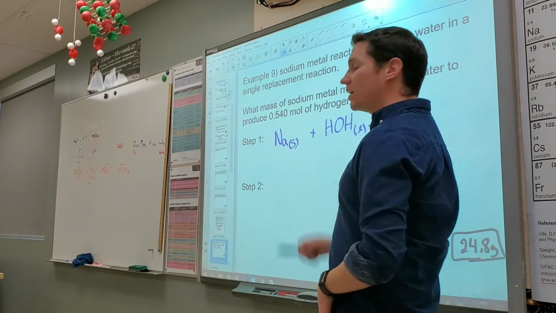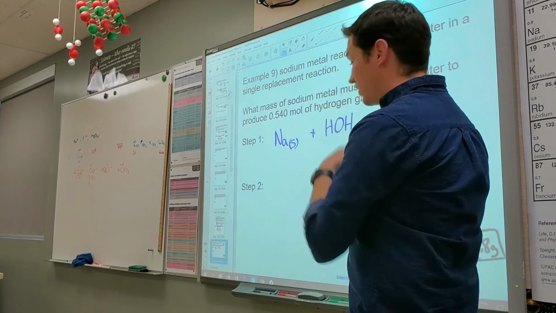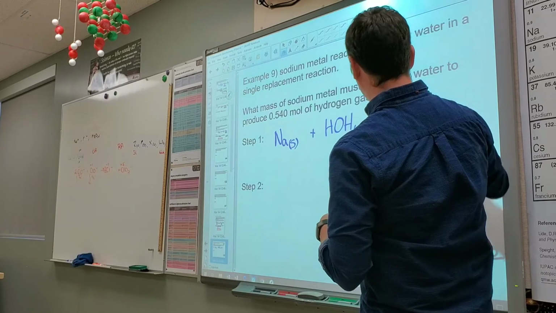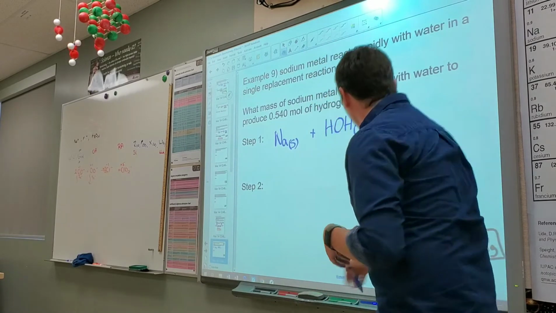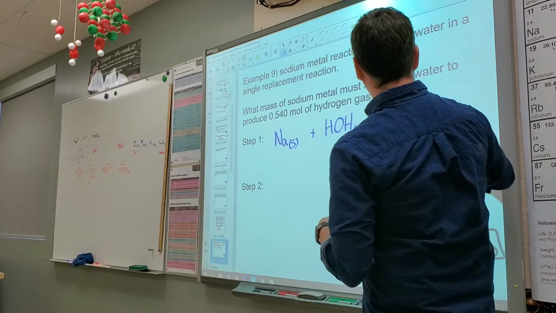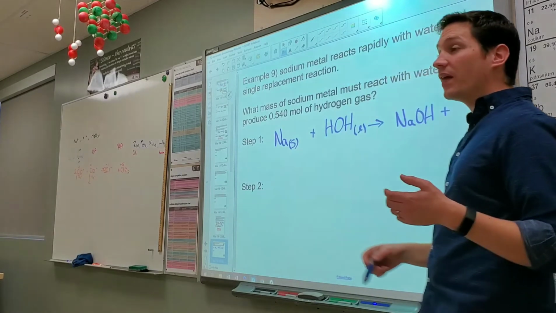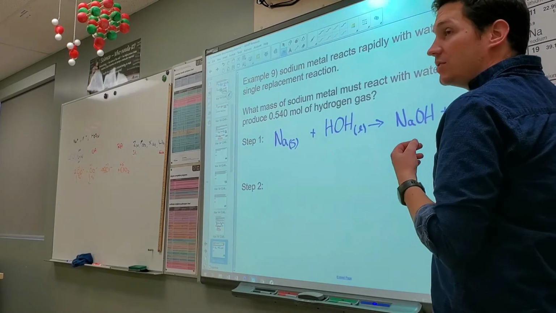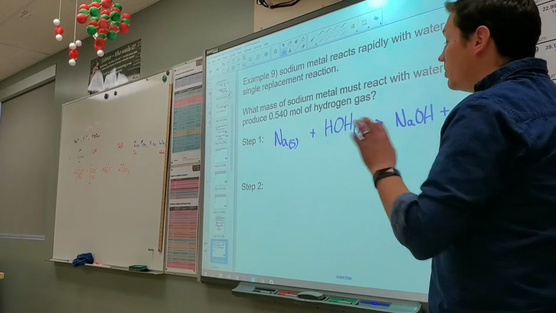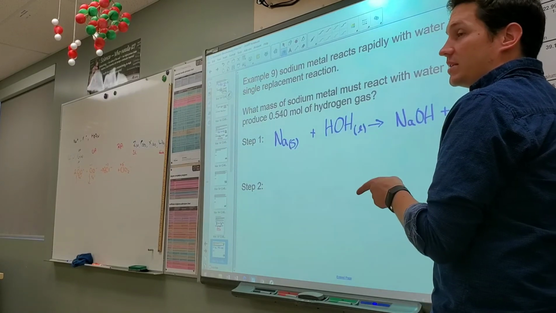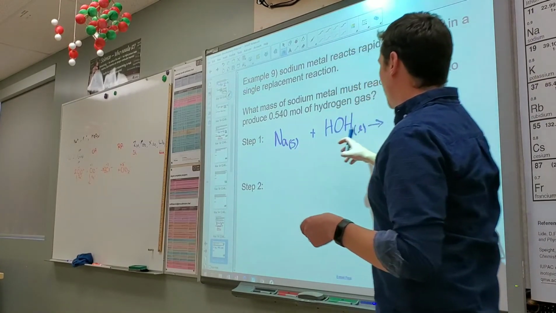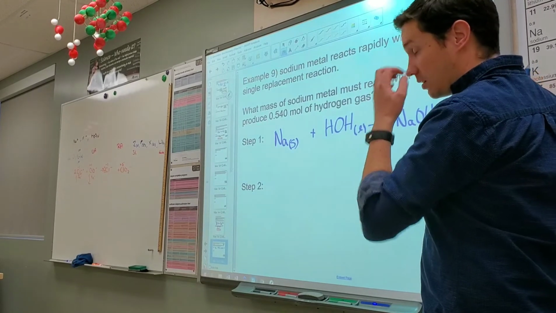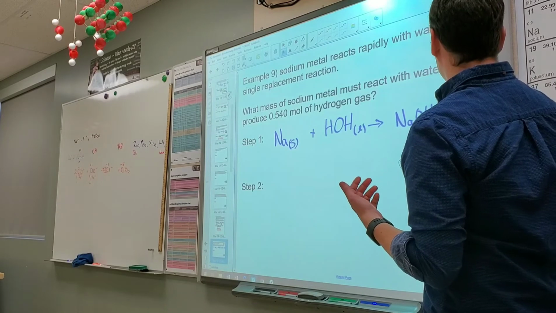So what's the sodium going to kick out here? The positive hydrogen, right? So you're going to get sodium hydroxide. And you kick out the hydrogen, and so what does it become? Just hydrogen. It's going to become an element. Because this is a single replacement reaction, element plus compound gives compound plus element. So what's the formula for hydrogen? H2, because it's an element.